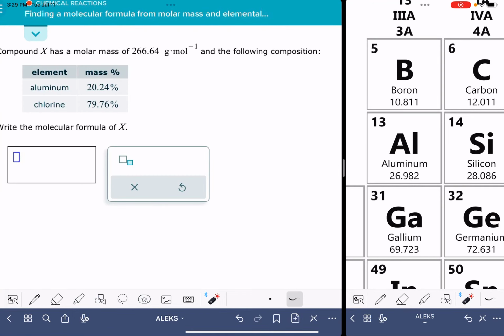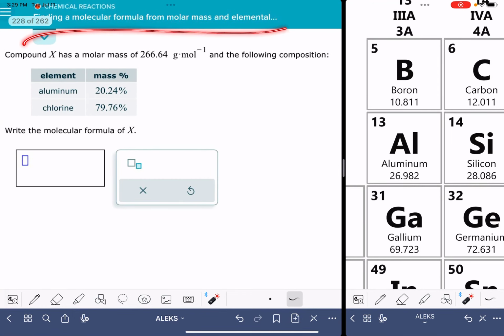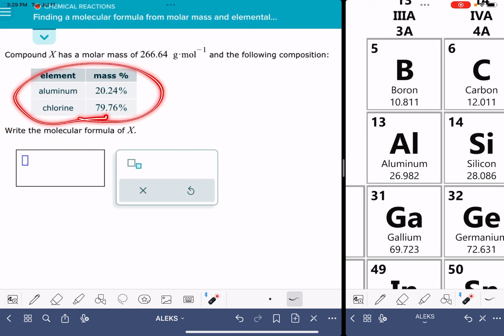In this video, I'll show you how to solve the ALEKS problem called Finding a Molecular Formula for Molar Mass and Elemental Analysis of Binary Compounds. This problem is asking us to come up with the molecular formula for a compound. We're being provided with the mass percent of the elements in the compound, and we're also being provided with the molar mass. So I'm going to show you what I think is a pretty straightforward way to solve these problems.